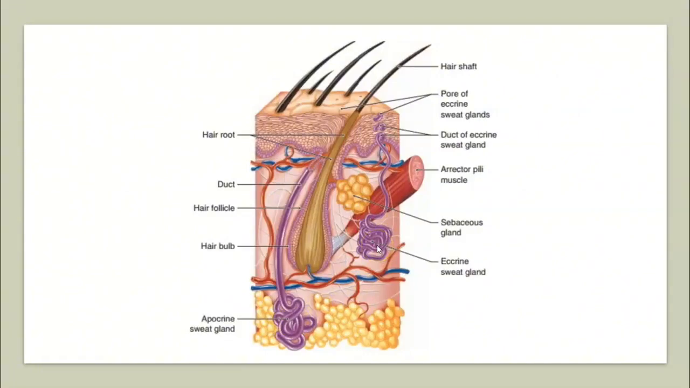Eccrine sweat glands are the most numerous type of sweat gland, and they are important for thermoregulation. They help to cool the body down. And then the apocrine sweat glands are the ones that are found in the axillary and the anogenital regions. Those are the ones that become active at puberty, and they are associated with body odor. So make sure you know those different types of glands.